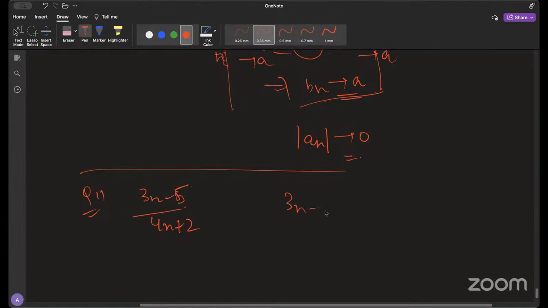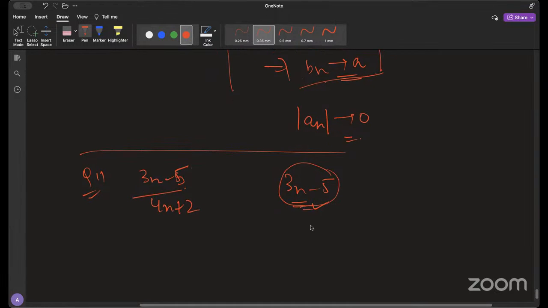if you have 3n minus 5, let's see if this is an increasing function. Is it increasing or decreasing? If you look at it, let's say n1 is less than or equal to n2, you'll have 3n1 minus 5 less than 3n2 minus 5, right? So this means that it is an increasing sequence. And if you look at 4n plus 2, this is also an increasing sequence.